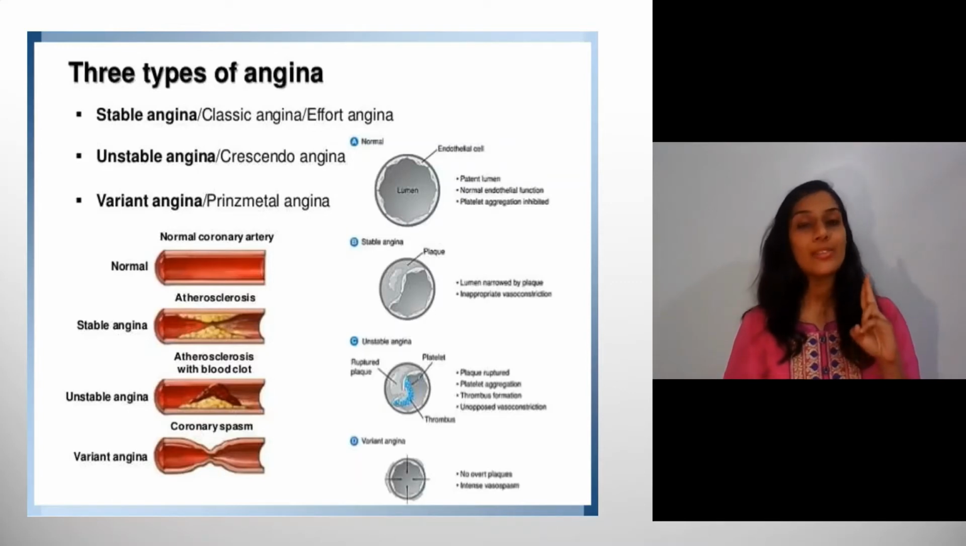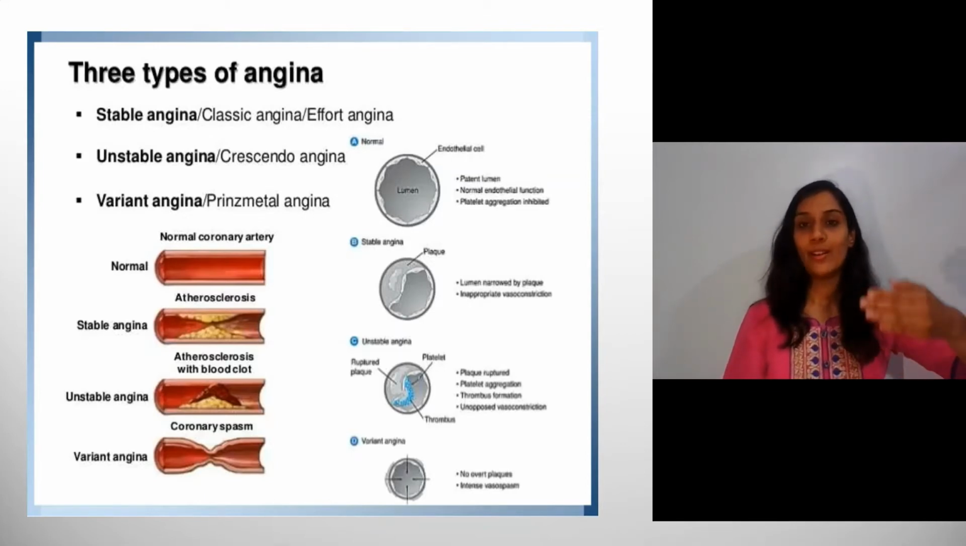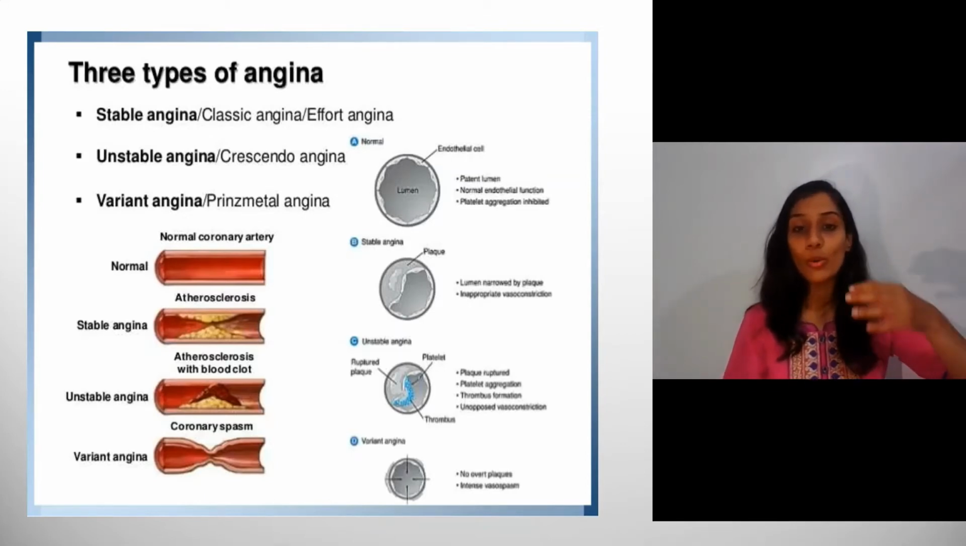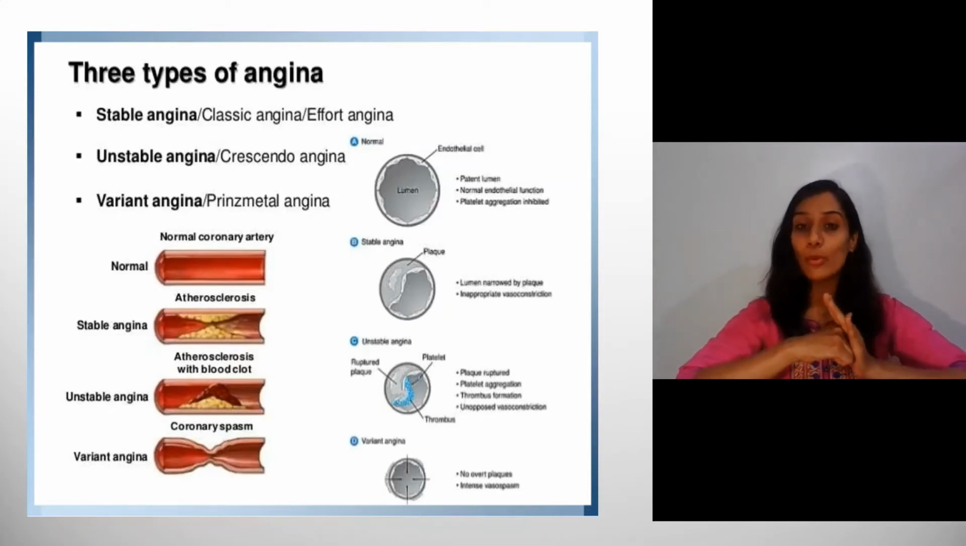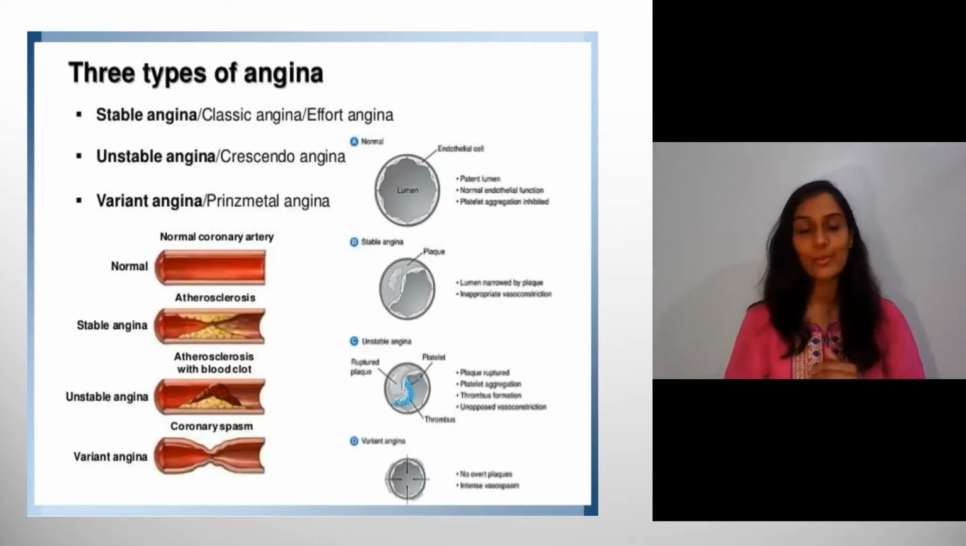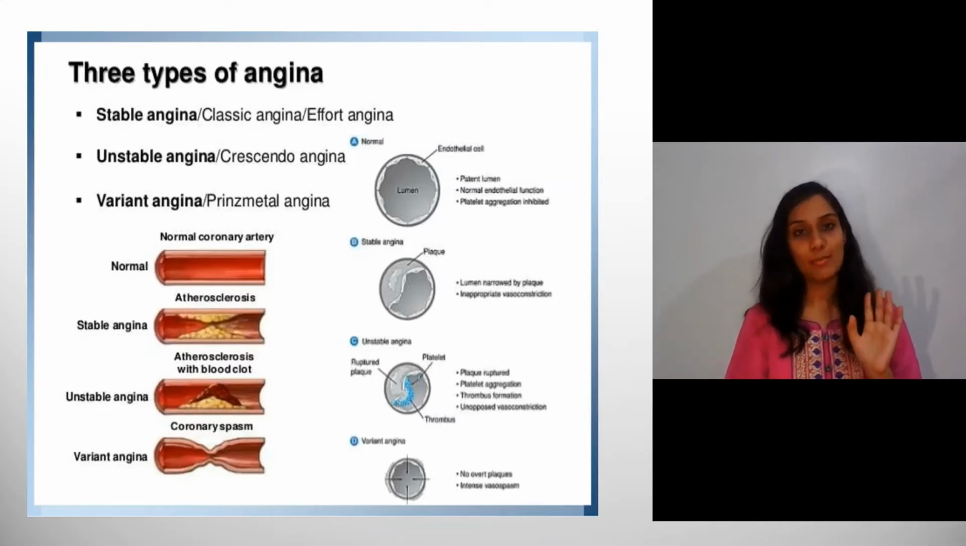Second is unstable angina. In unstable angina, the atherosclerotic plaque is followed by clot formation, or you can say thrombus formation. It is not stagnant in one portion, but moves around the artery, blocking different parts or different organs. If the blockage occurs in, say, the brain, then a stroke occurs. If such kind of pain occurs, that is called unstable angina.